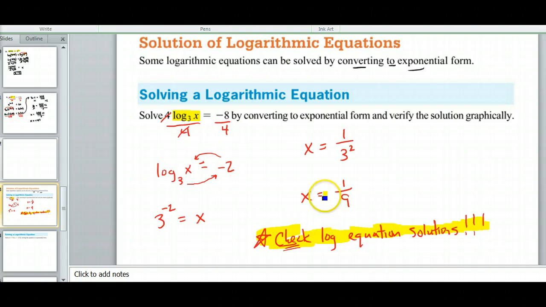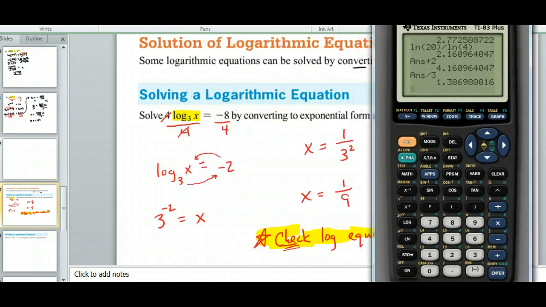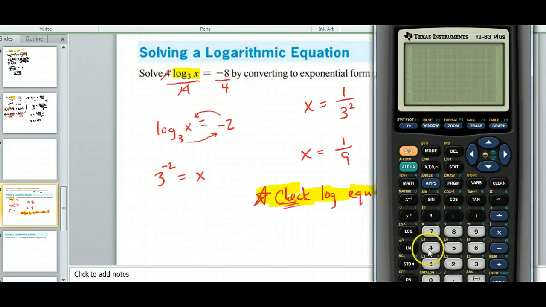Alright, so how am I going to check that? Just go to your calculator. Don't make it harder than it needs to be. Use your calculator to help you. It's a tool to help you through this course. Use it.